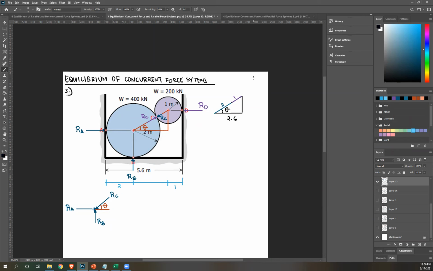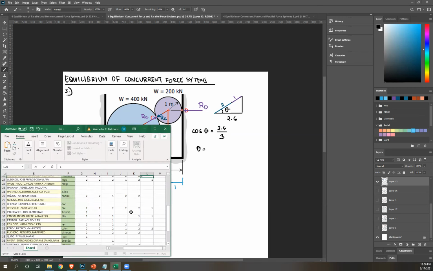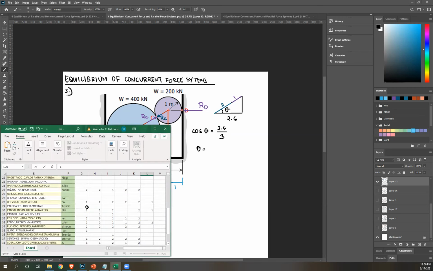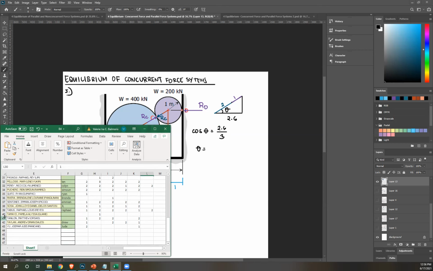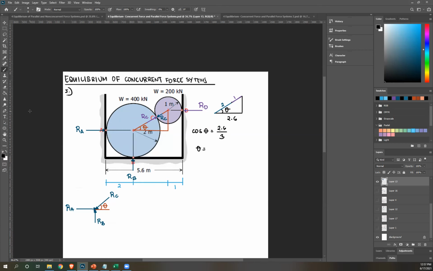I have the hypotenuse and I have the base. I can solve for theta using cosine. So cosine theta equals adjacent over hypotenuse, 2.6 over the hypotenuse, which is 2 plus 1, so that's 3. Please solve what's theta. Correct, Zaira and Pamela. Yeah, it's 29.93, and please store that in your calculator.